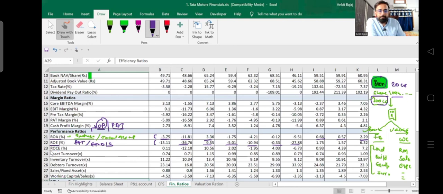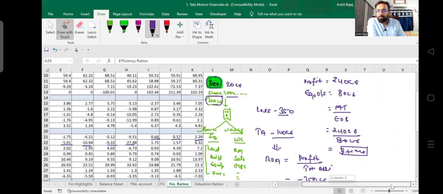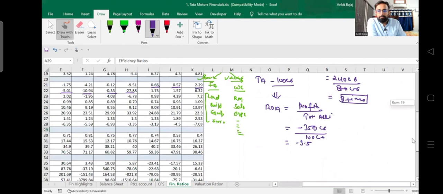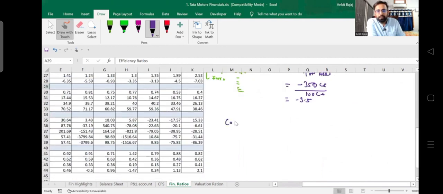Now, what is capital employed? ROCE means return on capital employed. First you have to understand what capital employed is. I will write down the formula first.